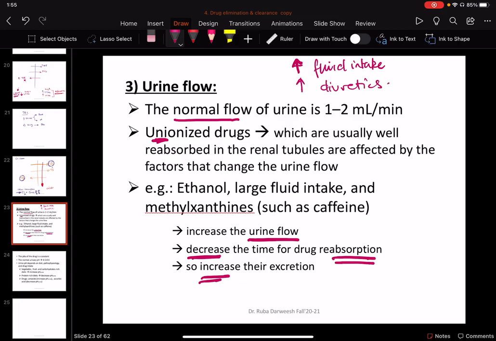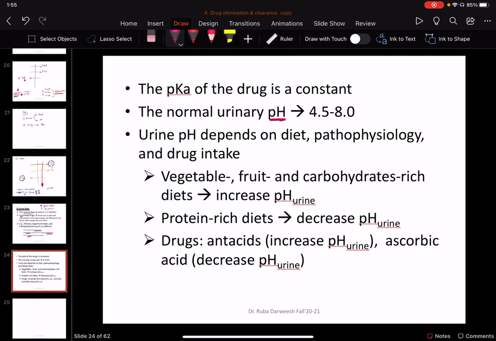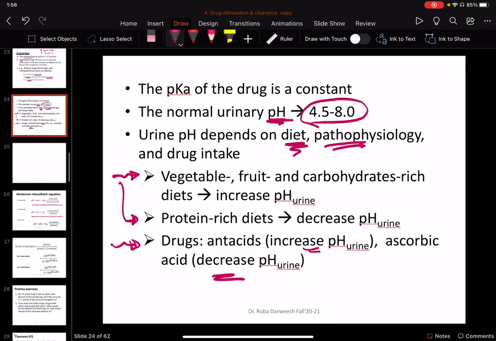If we are talking about the pH of the urine, which is variable, this depends on the intake of food or fluid and on the pathophysiological status of the individual, because some food intake would increase or decrease the pH, and some drugs would affect the pH of the urine as well. All of those would affect the ionization status of the drug, so would affect the transport through membrane, so would affect the reabsorption.